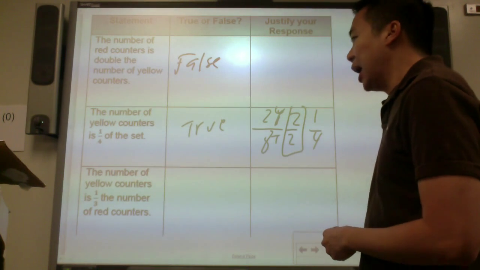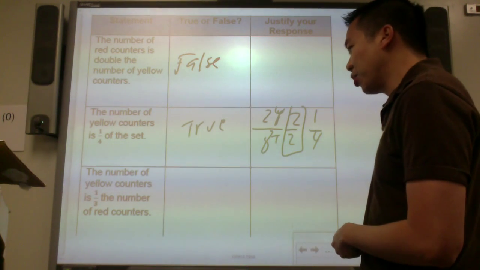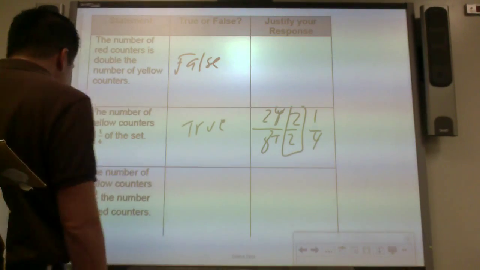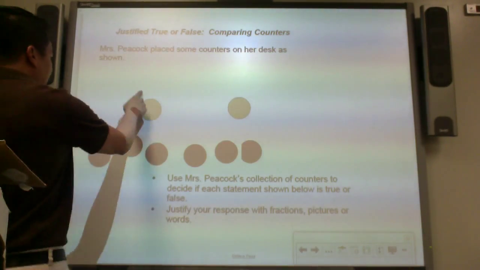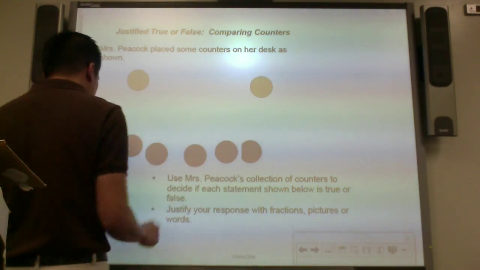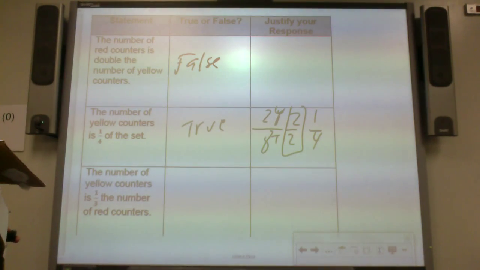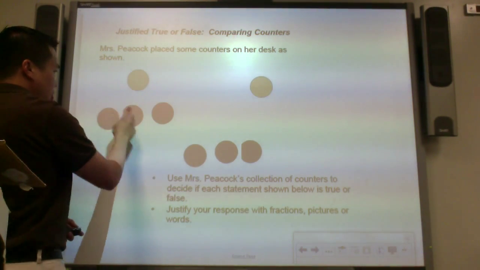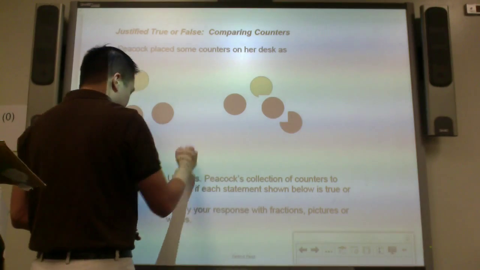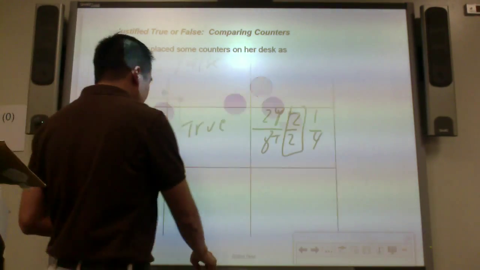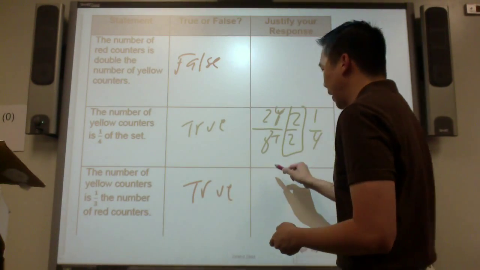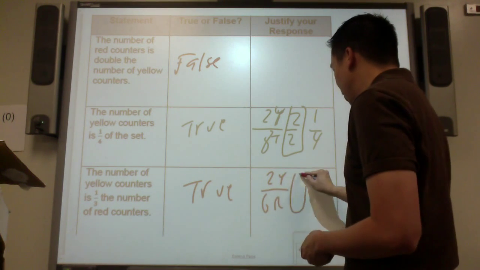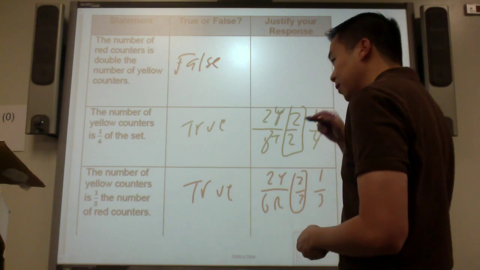That is true. The number of yellow counters is 1/3 the number of red counters. Well, you can tell it right here from the picture. There's 1 yellow for every 3 red. So that's true again. And there are 2 yellows to 6 red, which simplifies to 1/3.